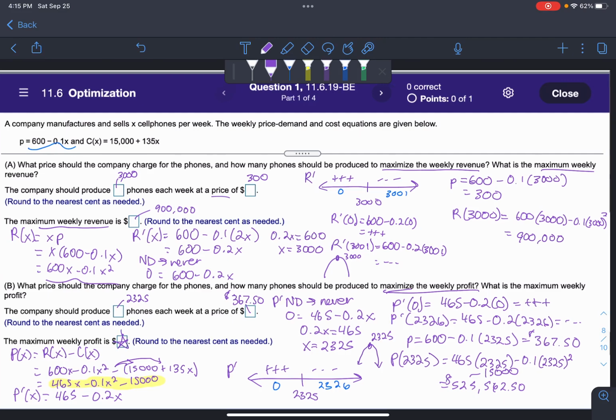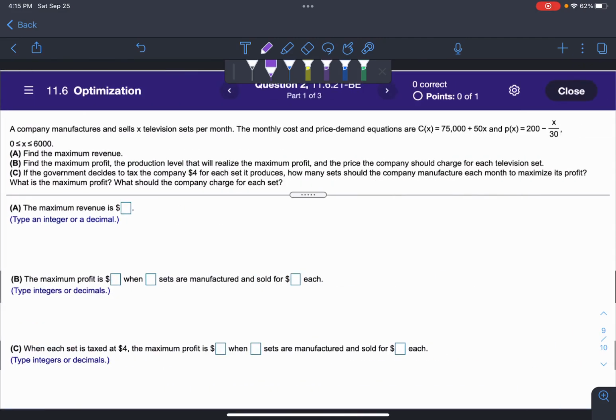All right. Let's do our final problem together. This one has a lot of parts, so let's see if we can work through it. It's kind of similar. All right. So maximum revenue, we are given cost and our price demand. So our revenue is equal to our price, x, times our price demand function. You have to keep the lowercase p and the uppercase P separate. I wish they used a different variable or letter, but anyway.